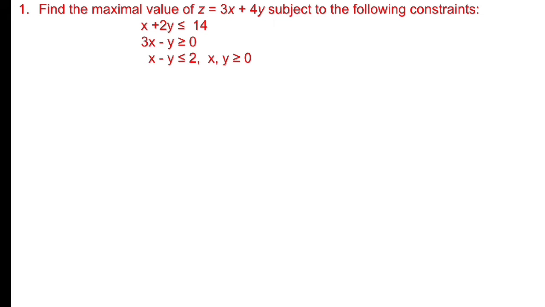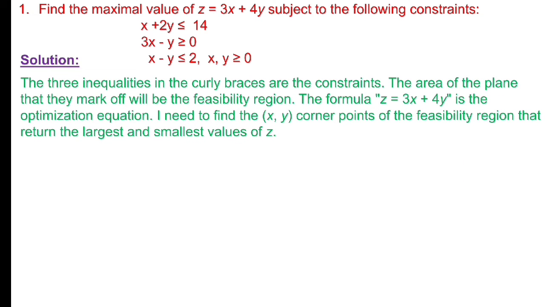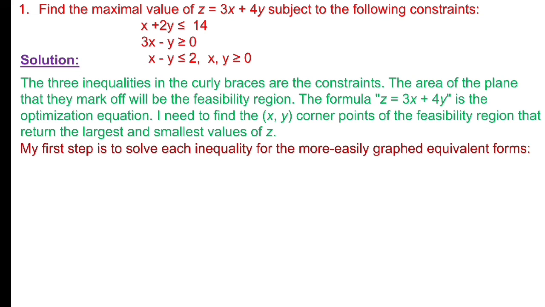Here we are going to solve another problem. Three constraints will be considered. Here the same thing only: we are going to consider the three constraints and the given objective function, and we are going to solve this given problem. The feasible region returns the largest and smallest values of z. The first step is that each inequality will be considered in equation format.